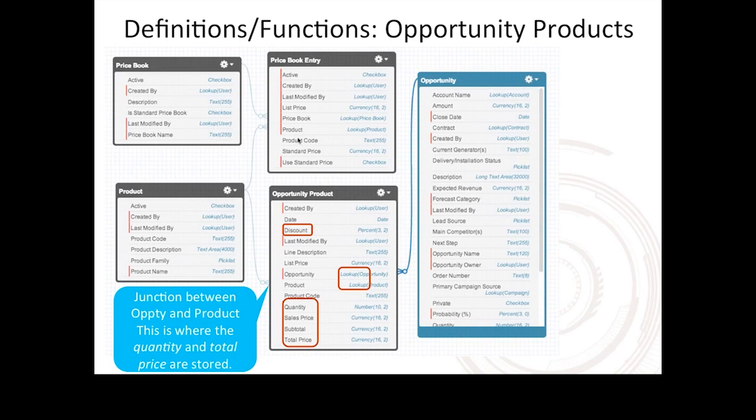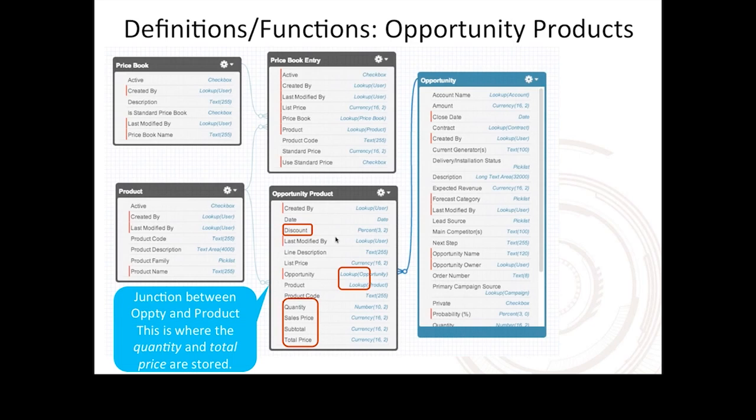Now, because this has a one-to-many from price book, one-to-many from the product, both here, that creates a many-to-many relationship between the price book and product by using the price book entry, or in the case of the opportunity product, it's many-to-many between the product and opportunity. Many products can be associated with many opportunities and vice versa through the opportunity product object.